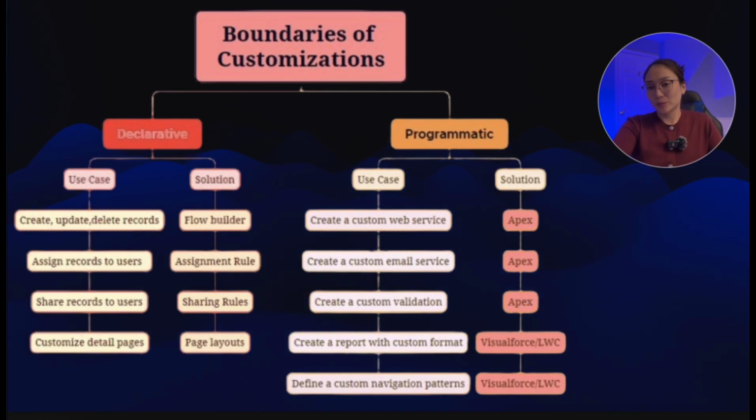Now let's look at the programmatic side. We move here when the requirements go beyond what declarative tools can handle. For example, if you need to create a custom web service or custom email service, or a very specific validation that can't be done declaratively, or a highly customized user interface or navigation pattern, that's when programmatic solutions come in. This is where tools like Apex, Lightning Web Components, and Visualforce are used. These require coding skills and are usually handled by developers.